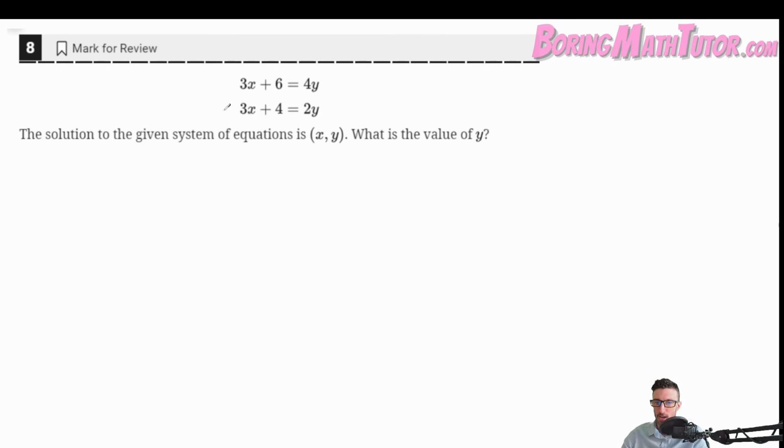All right, I know you guys are thinking, oh, I see 2 equations. I know I'm supposed to plug that into DESMOS. Nope. Subtract: 2 equals 2y, y equals 1, done before you even typed it into DESMOS.